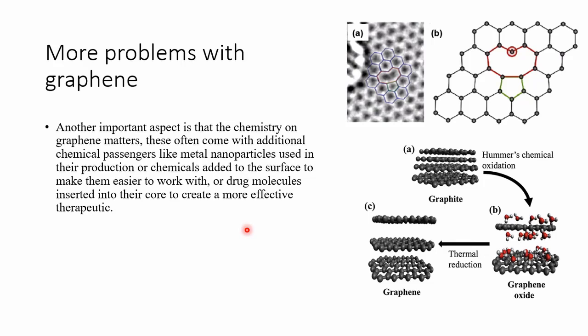And this is more problems with graphene. Like mentioned before, sometimes they add additional chemicals, metal nanoparticles, of course, where they're trying to separate them. And sometimes they do add chemicals under surfaces, of course, so it could be easier to work with, so they can separate them easier and stuff like that. And yeah, another example is the drug molecules. They go ahead and add them also so they can be more effective when it comes to treatment.